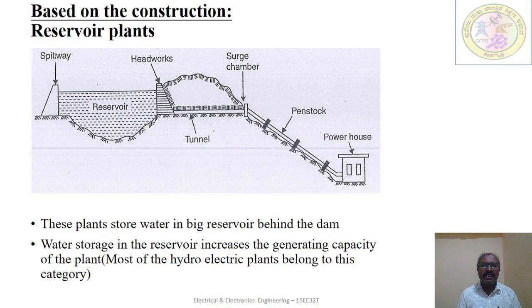Next, reservoir plants. These plants store water in a big reservoir behind the dam. Water storage in the reservoir increases the generating capacity of the plant, and most of the plants belong to this category, where the water is stored in a reservoir and goes through the tunnel, through the surge chamber, from the valve to the powerhouse through the penstocks. The water is fed to the turbine and the power is generated. This is the unique design of peak load plants. Here, two types of water pond are used. You can observe.